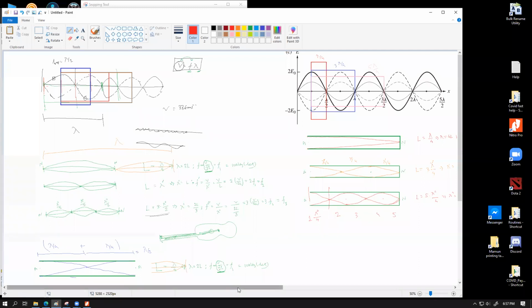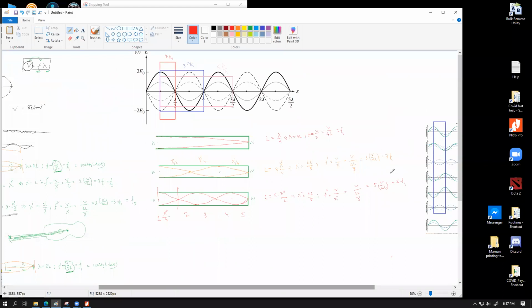We can only produce odd multiples of the fundamental frequency. You can have the fundamental frequency, then 3 times, 5 times, 7 times, 9 times. You cannot have the even multiples. Even multiples are missing. That's how this type of windpipe can work.